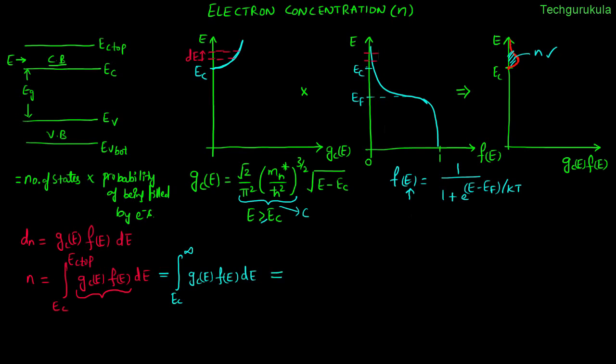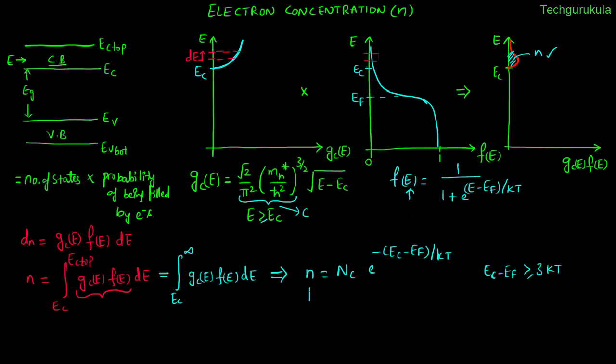We got the final expression, which is given by n is equal to Nc times e power minus of Ec minus Ef over kT. And we can use this formula only when Ec minus Ef is at least greater than or equal to 3 kT. And this is the assumption we made while going through the derivation. And this assumption is called Boltzmann approximation.